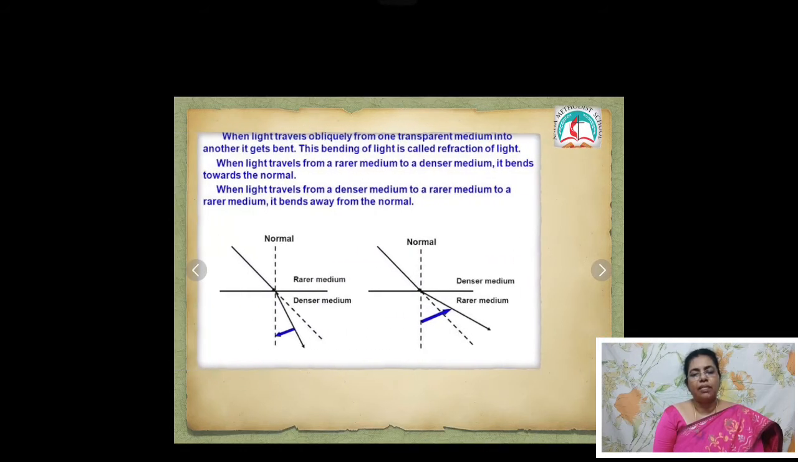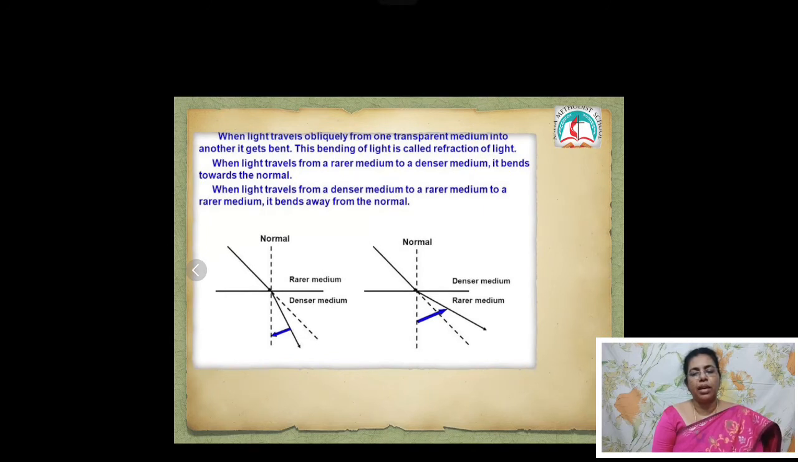Now when light travels from one medium to the other medium, it gets bent. So that is called the refraction of light. When light travels from rarer medium to denser medium, it bends towards the normal, and when it travels from denser medium to rarer medium, it bends away from the normal.